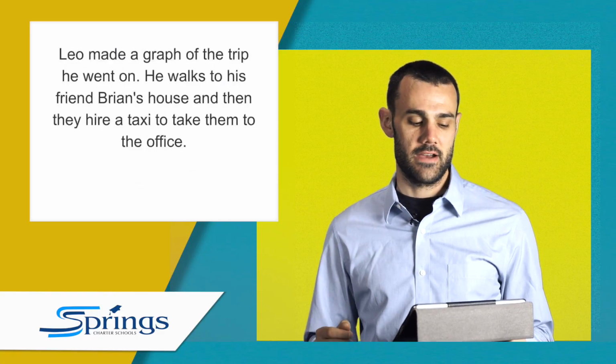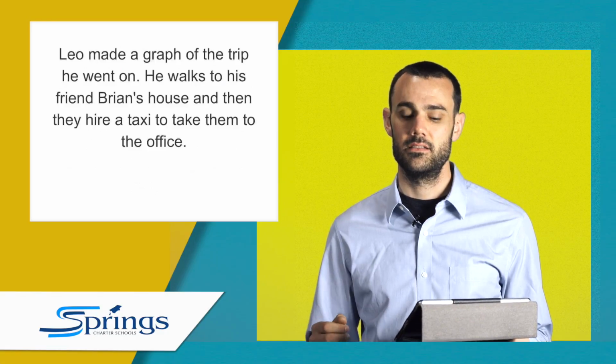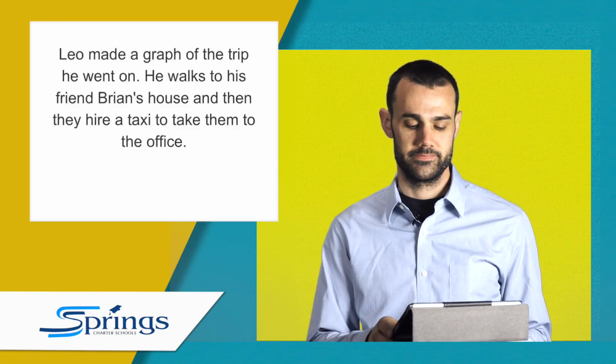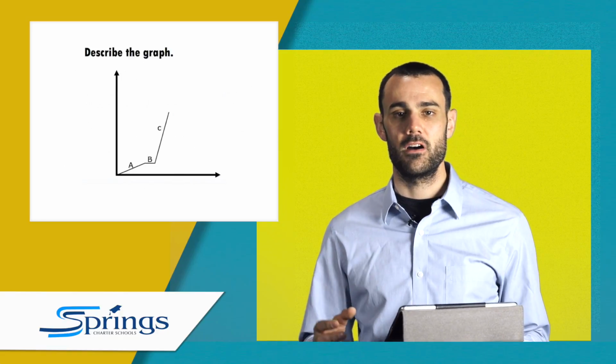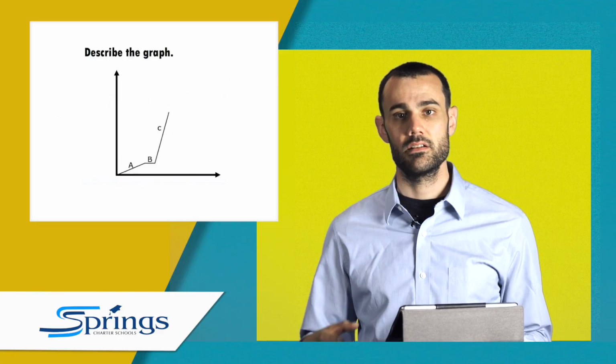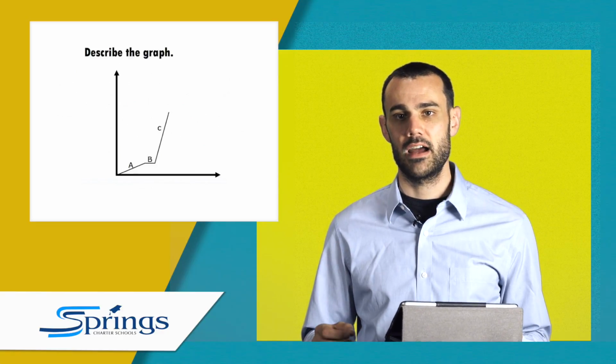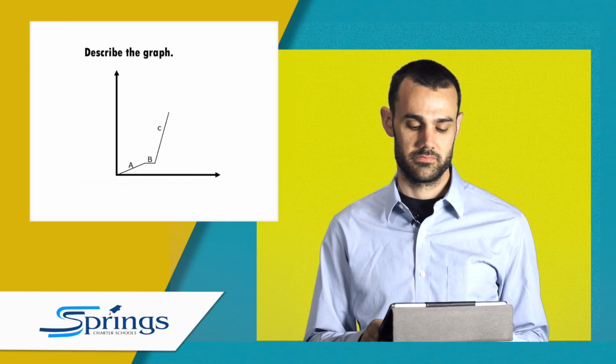So, Leo made a graph of the trip he went on. He walks to his friend Brian's house and then hires a taxi to take them to the office. This is represented by the following graph. It is split into 3 different sections. We have a section A, a section B, and a section C. Let's break apart each part of this graph to help us analyze what we're seeing.